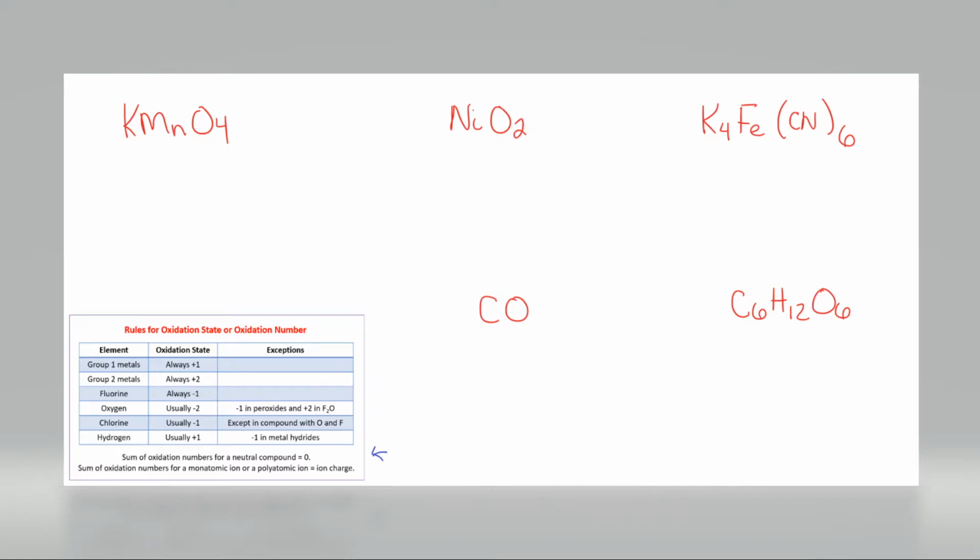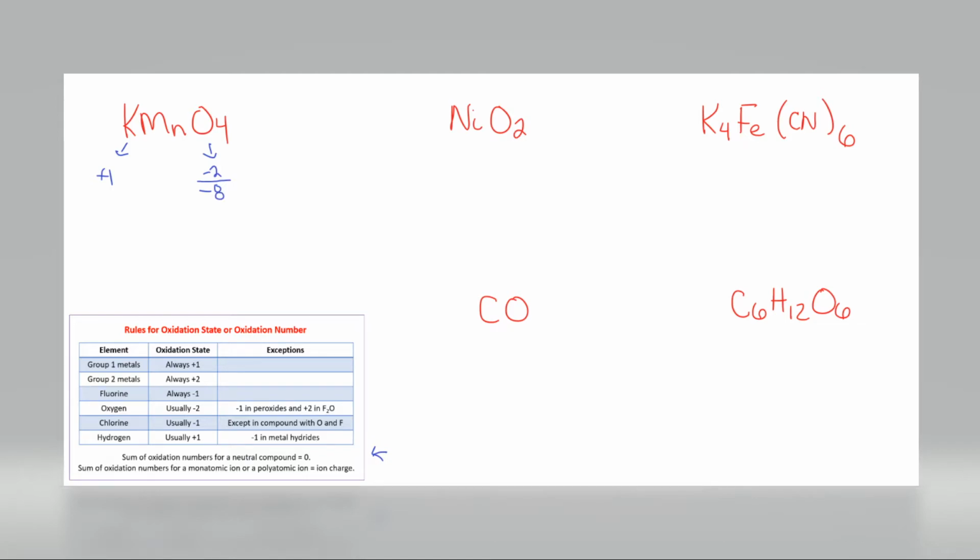Okay, let's get going. So we know that this potassium is a +1 because it's a group 1 metal. Oxygen is going to be a -2. It's usually -2 except in a peroxide. This is not a peroxide. But you need to remember that there are 4 of them. So this is how I show myself how much it's contributing.